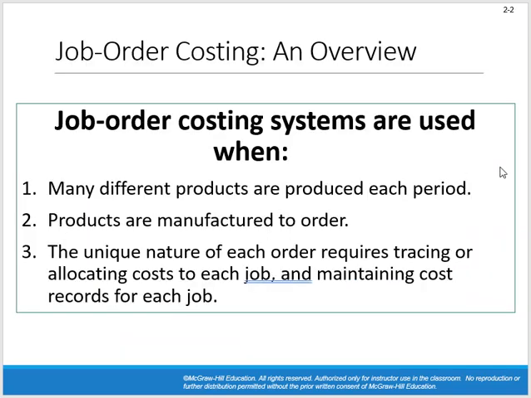So here's the big idea, the overview. We're going to use job order costing when we're making many different products. Probably those products have something unique and different about them. And when we say products, that could also be a service. And the second point here, products are manufactured to order. So we're not making tons and tons of the same thing. We're making something a little bit different each time, something that can be made to order, or like I said, it could even be a service.